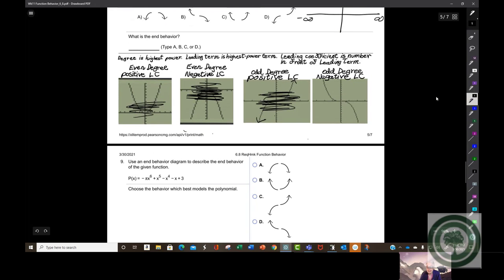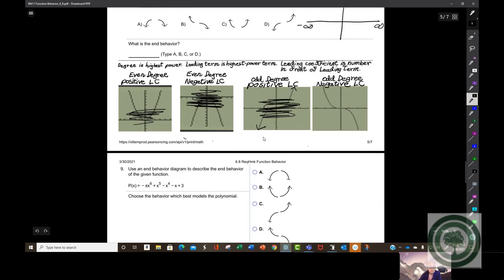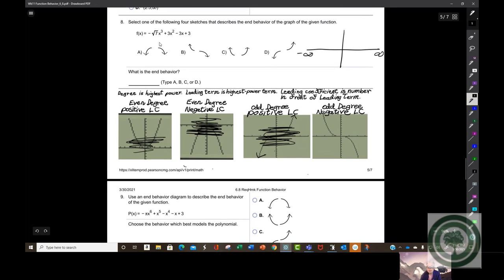And then here, if you've got a problem like this, it's got an odd degree and a negative leading coefficient, then it's going to go up forever on the left and down forever on the right. So, up on the left, down on the right, that's our answer to this one. Again, you're not being asked what the whole thing looks like. Just what do the ends look like?